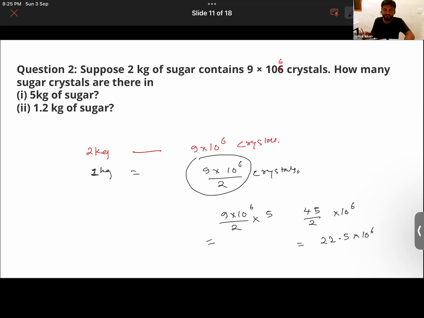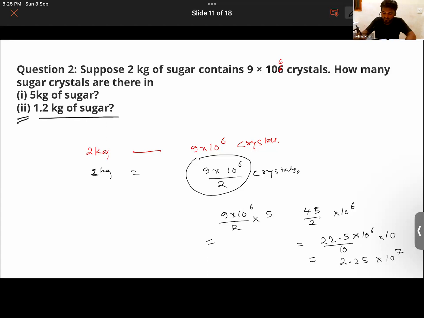Getting it? Yes, sir. Okay, but that is not the standard way to write numbers in exponential form, right? So what do we do? We will further divide it by 10 and multiply it by 10 also. So it will be 2.25 into 10 raised to the power 7. All right. Okay.